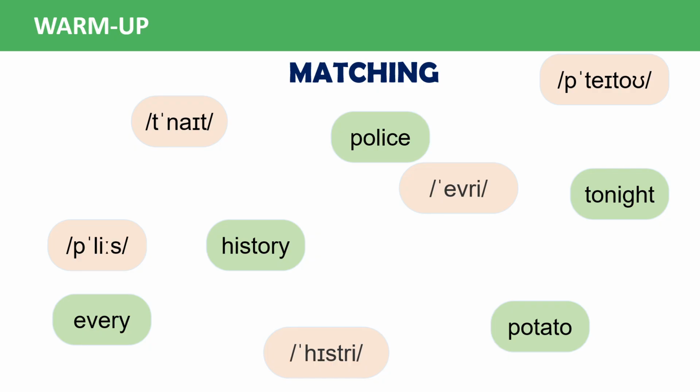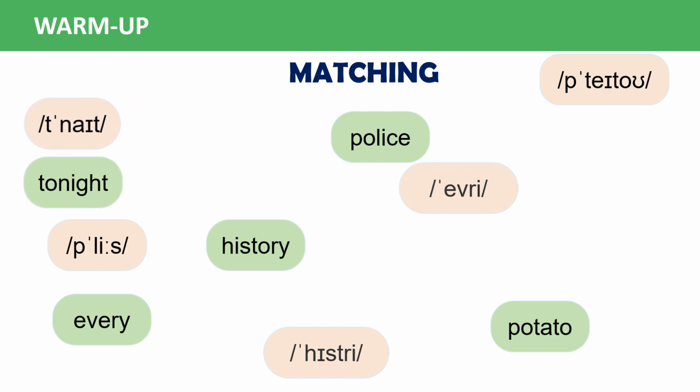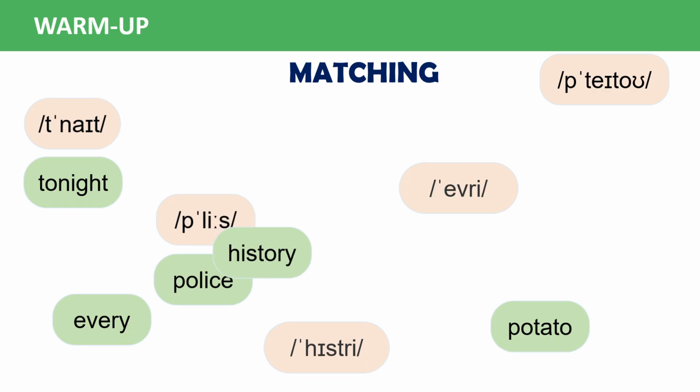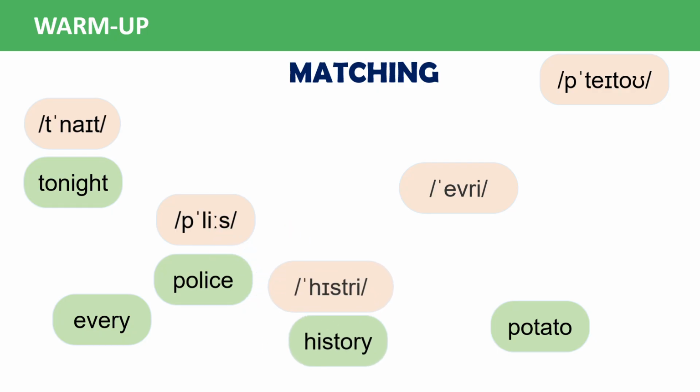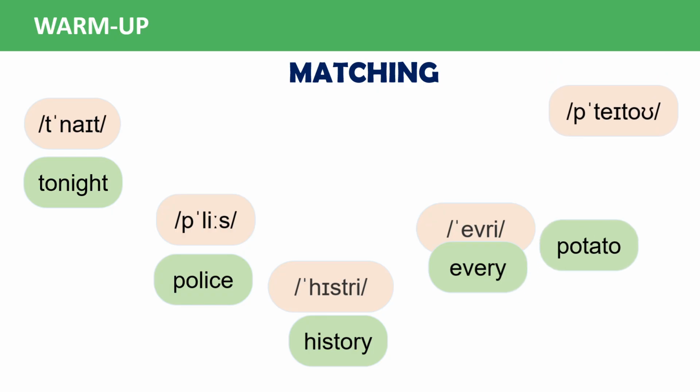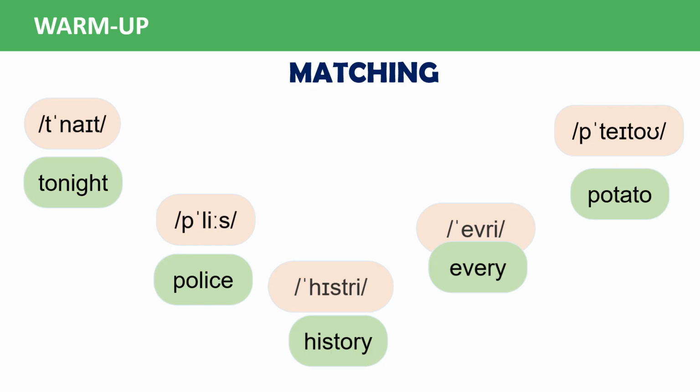The time is up. Now let's check the answer together. For the first pair, we have tonight. Secondly, it is police. Next, we'll have history. And then every. Finally, potato. Have you got it all right?